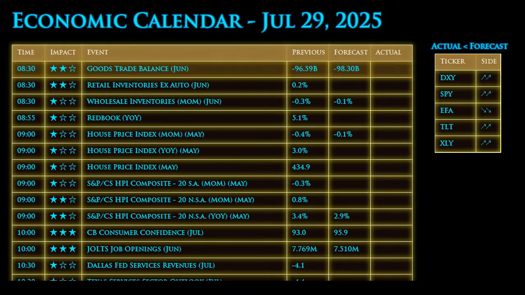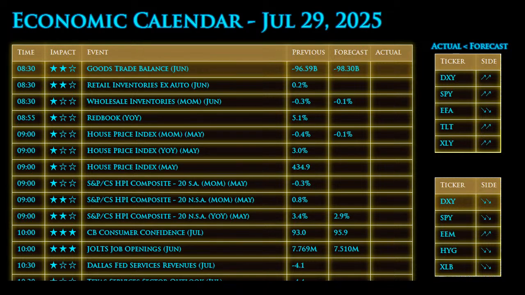In case the results indicate unexpected strength, the dollar index will fall as a larger trade deficit indicates potential economic weakness, dampening USD strength. The S&P 500 ETF may decline due to concerns over trade imbalances affecting corporate profitability. The Emerging Markets ETF may rise as a larger trade deficit could spur capital flows to emerging markets.